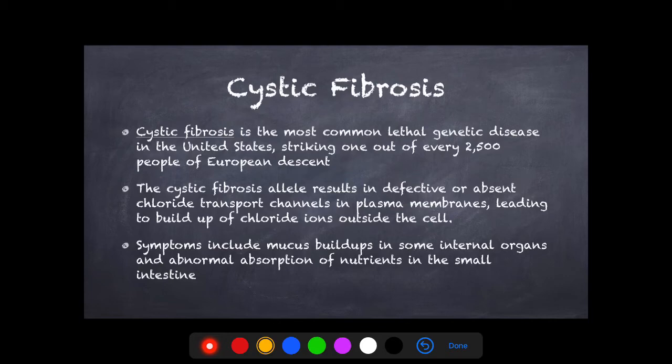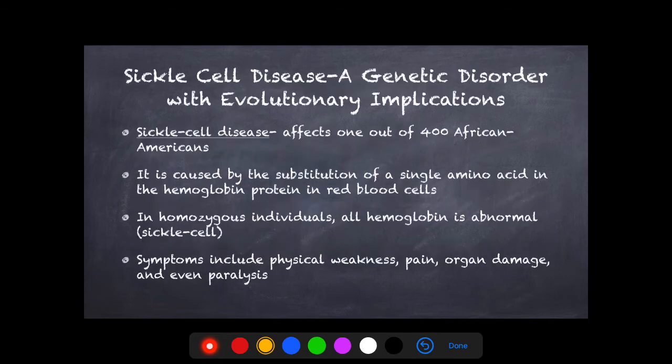And basically, the cystic fibrosis allele causes a defective or absent chloride transport channel in the plasma membrane of your cells. Because of this defect in the chloride channel, a lot of chloride ions build up outside of the cell. And because of this buildup, you can have a lot of symptoms like mucus buildups in internal organs. You can have improper absorption of nutrients in the small intestine, and that can cause some serious issues to the body as a whole.